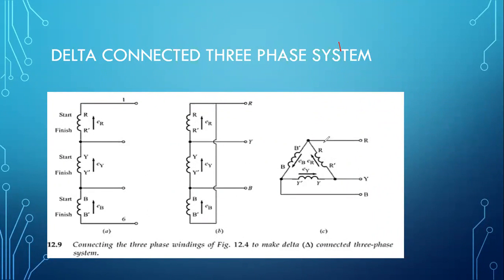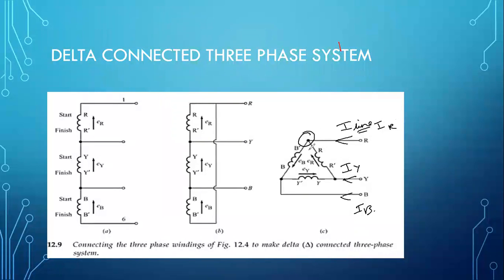Let me clear this and now tell you. These are the lines. Let's suppose this is my current. In the lines, whatever current passes is nothing but the line current. So this is line current, this is line current, this is line current. Let's suppose these are I of R, I of Y, and I of B. If you look carefully, this is the orientation of the current passing through.